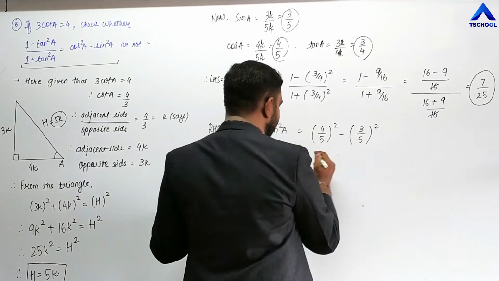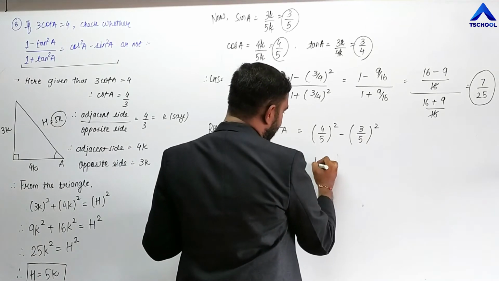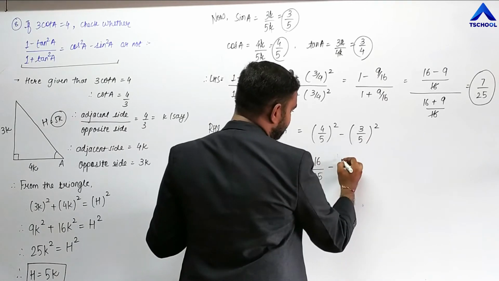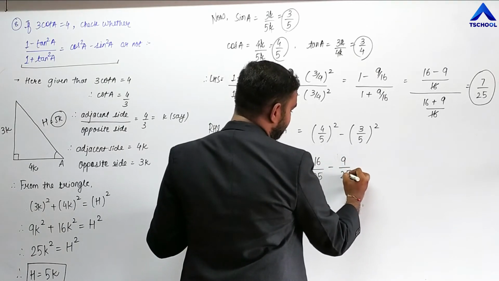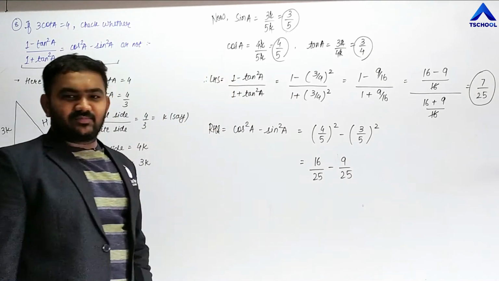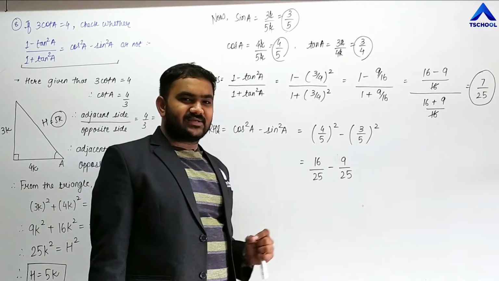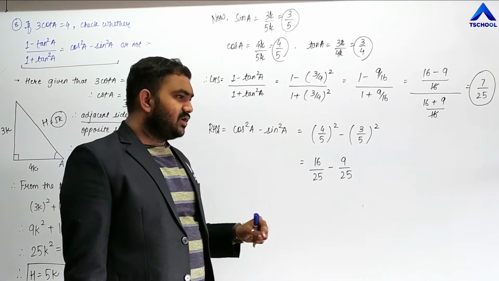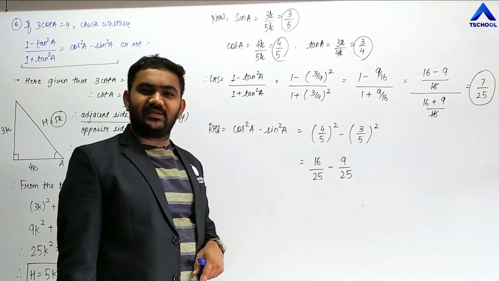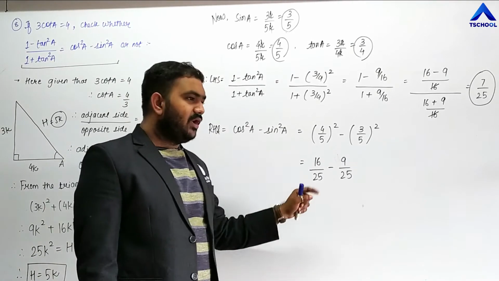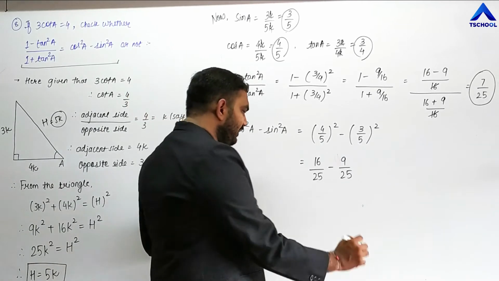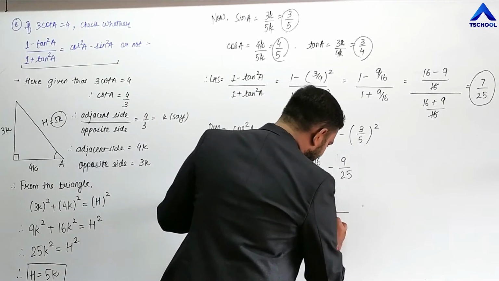Yes or no? Yes. So (4/5) whole square is 16/25, minus (3/5) whole square, that is 9/25. Now, as both of the ratios are separated by a subtraction sign, can you directly cancel out the denominators? No, you cannot cancel out the denominators. There is no provision like 25 minus 25 is 0. So what to do? We will simply make the denominator common.